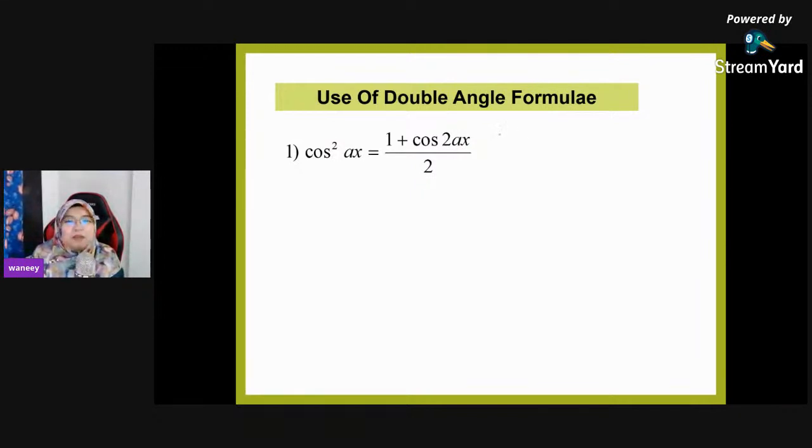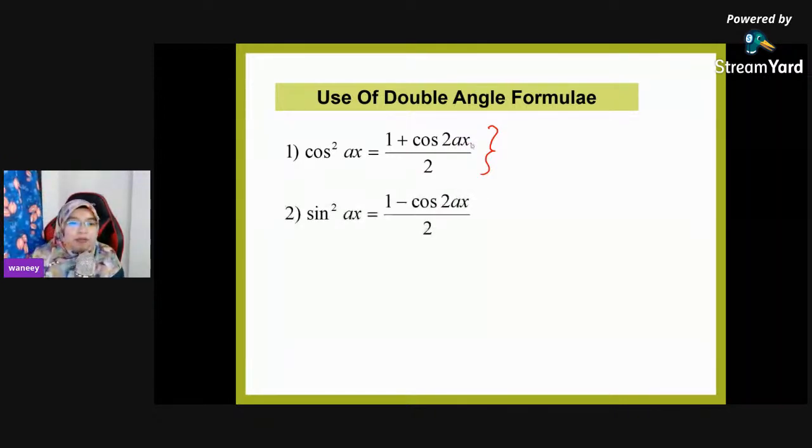So this one, please write them down again in the basic rule. So if you have cos square, you can easily modify them to become 1 plus cos of 2ax over 2. And then if you have sine square of ax, that is 1 minus cos of 2ax over 2.